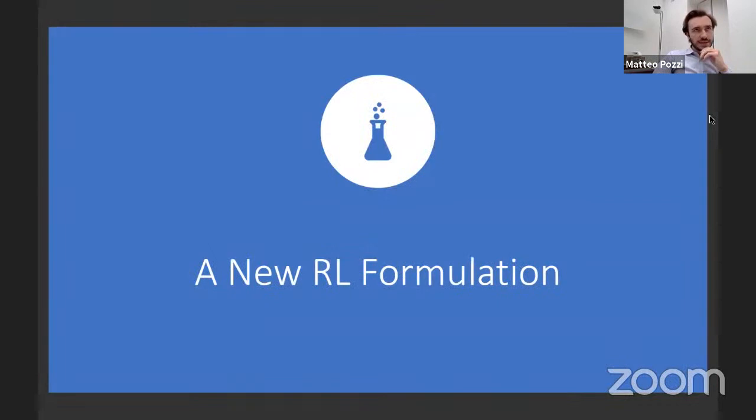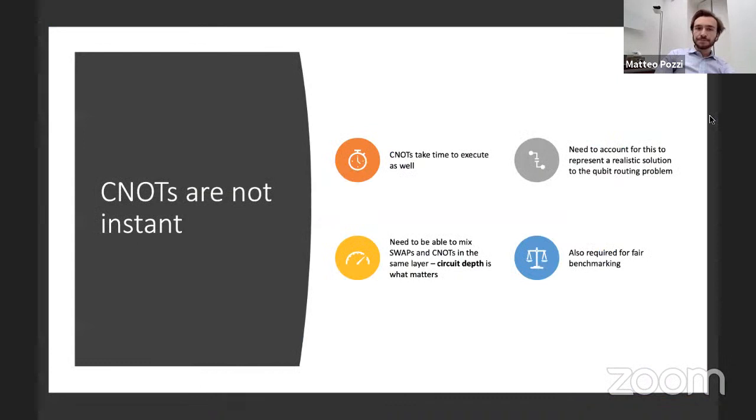Another key contribution is a new formulation for the reinforcement learning problem. The key reality is that CNOT gates are not instant. They take some time to execute as well. And so we need to account for this in terms of representing a realistic solution to the qubit routing problem. The reason for that is that since they take time to perform, we can try and schedule swaps while CNOT gates are happening in order to achieve a maximum compression of depth. And I'll give an example in a second to illustrate that clearly.